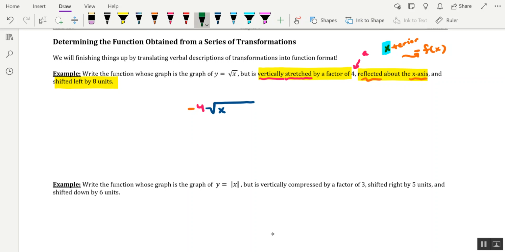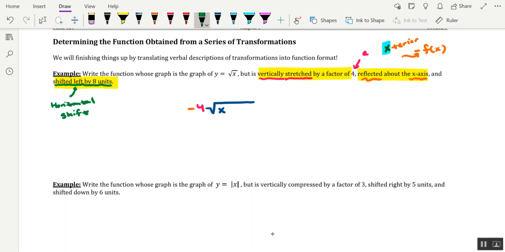Now, shifted left by 8 units. The fact that it says left here means that there's a horizontal shift. And remember, with horizontal shift, you want to think opposite or think backwards. If we want this to move left by 8 units, then our natural inclination might be to have a -8 somewhere in the mix here. But since it's a horizontal shift, we're going to want to use +8 instead.